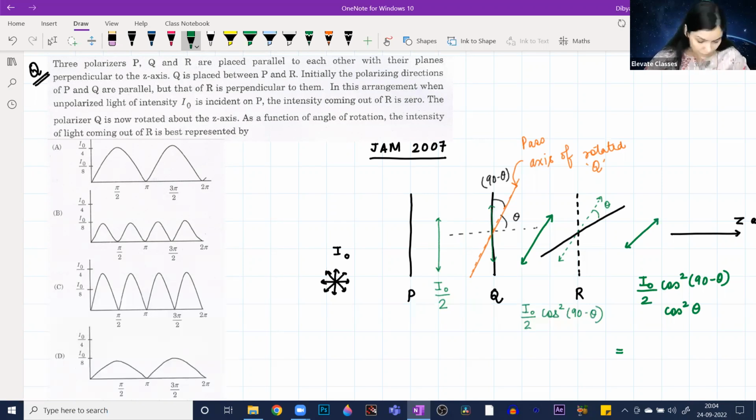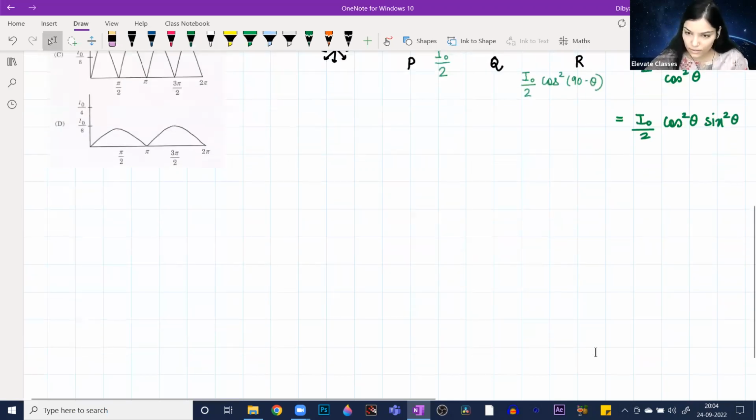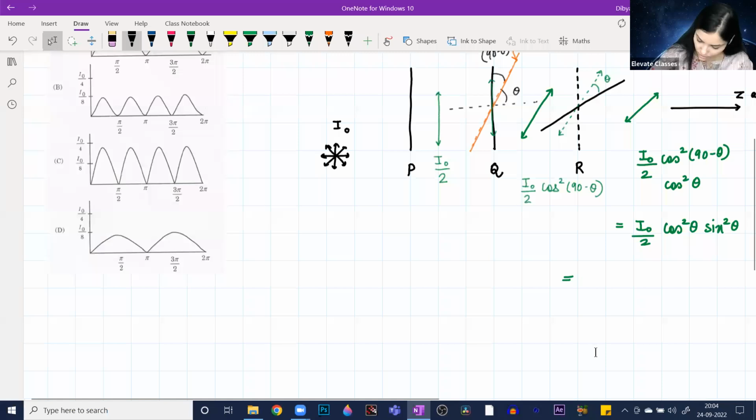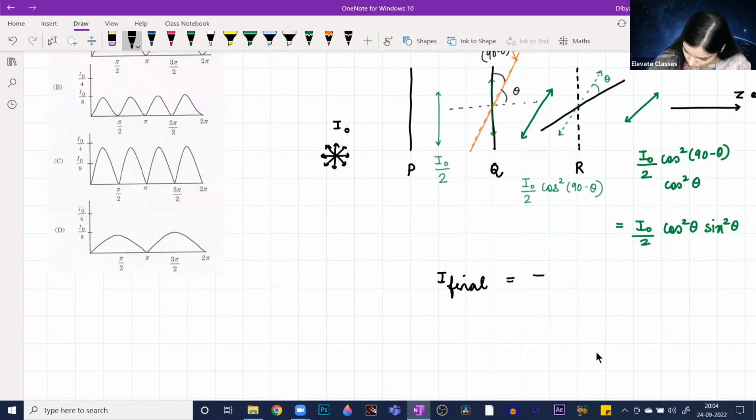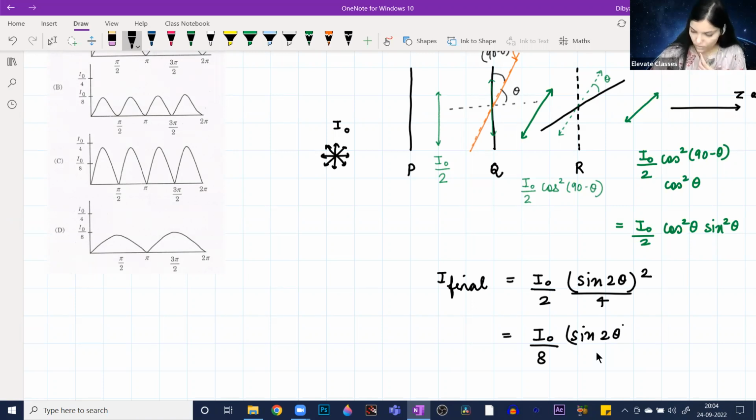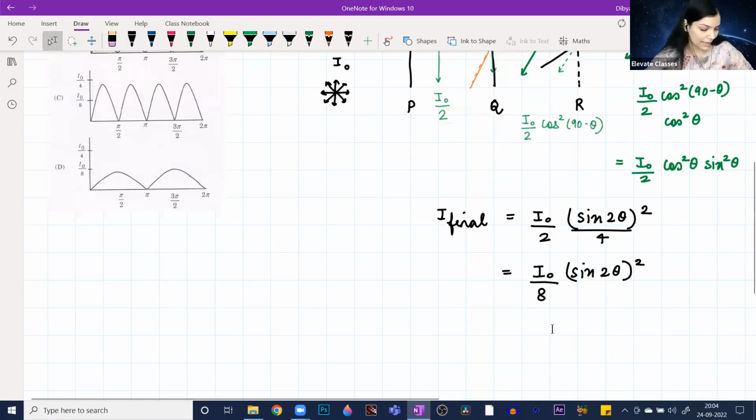So this will become I0 by 2 cos square theta sine square theta. So I want to convert this into sine 2 theta square. So what is the I final I'm getting? I final is equal to I naught by 2, and I want to write it as sine 2 theta square. That means I have to divide it by 4. So I will get I naught by 8 sine 2 theta square. Okay, so this is the final I that I'm getting.